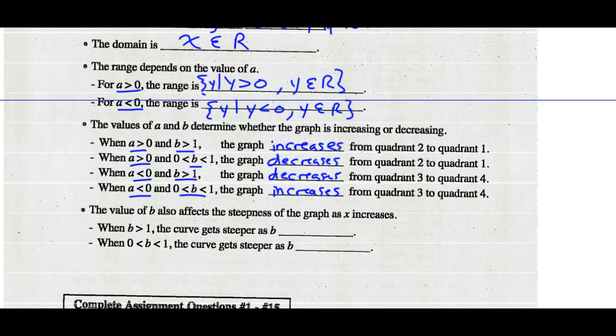Also, the value of b affects the steepness of the graph as x increases. So when b is greater than 1, as x increases, the curve gets steeper as b increases. And when b is between 0 and 1, as x increases, the curve gets steeper as b decreases.